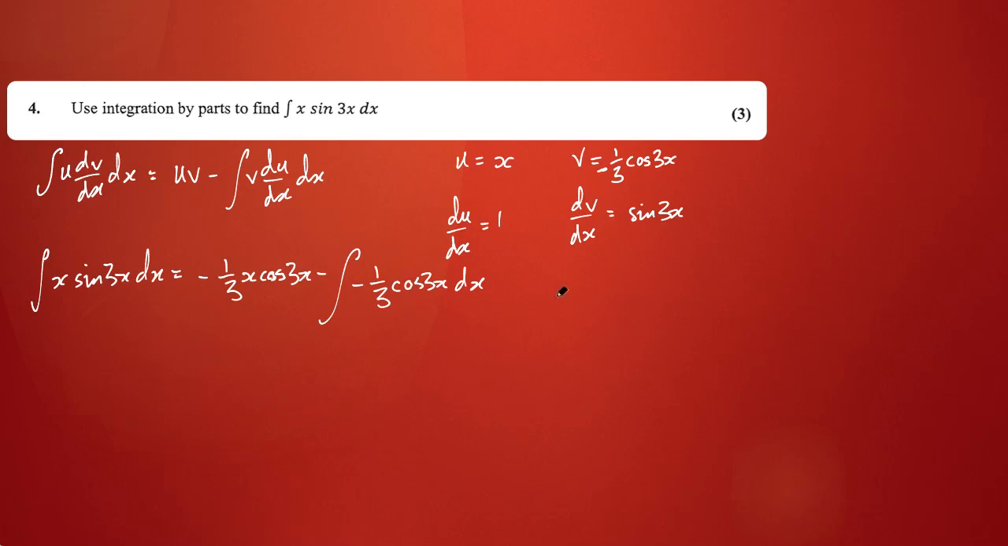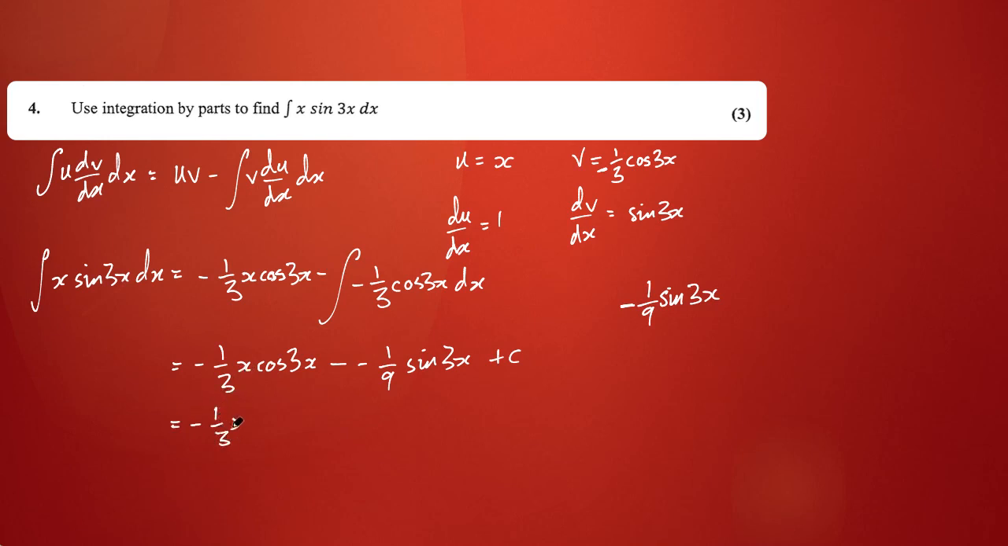Thinking about where it's come from, I'm going to think about sine 3x. I know that cos is going to go to sine. That third is going to be multiplied by another third, so it becomes 1/9. Because I'm going from minus cos, that will stay as a minus sign. When I integrate cos, the sign stays the same, or when I differentiate sine, the sign stays the same. So I end up with minus 1/3 of x cos 3x minus 1/9 of sine 3x plus c. Just to deal with those double minus signs, the final answer will be minus 1/3 of x cos 3x plus 1/9 sine 3x plus c.